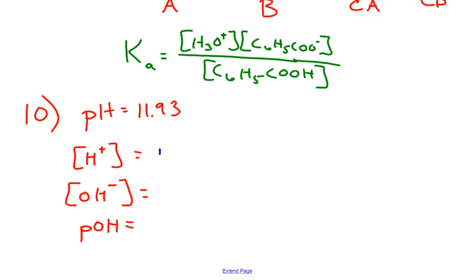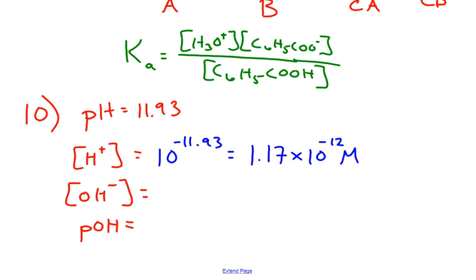10 to the negative 11.93, yes. Beautiful. I don't have my calculator. You gotta help me out. That should make sense. It's a small number. Why does that make sense? Because this is a really high pH, which means it's really basic. Right? I don't have a lot of H plus.